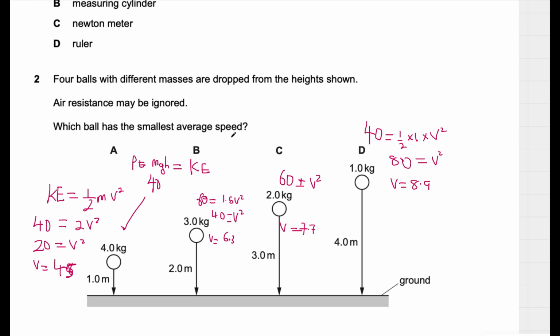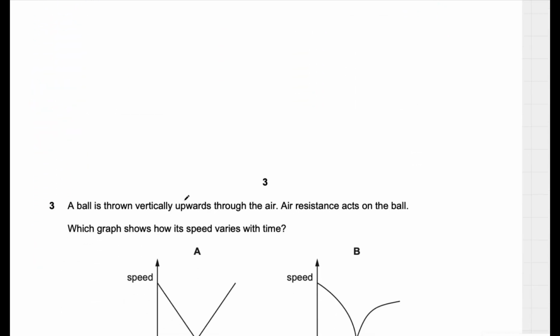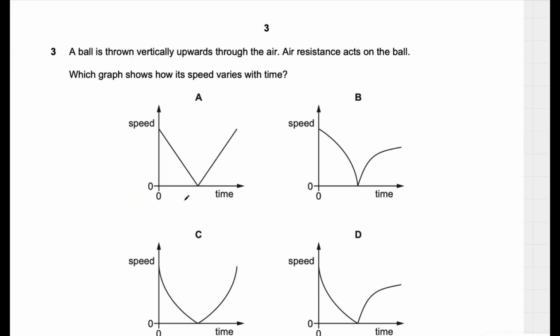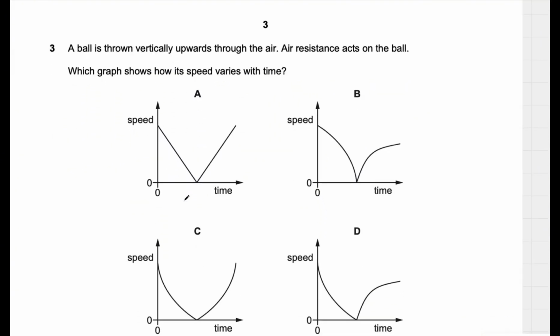So the question says, which ball has the lowest average speed? So obviously it is this one, because the speed of this one is 4.5. The speed of B is 6.3, the speed of this is 7.7, the speed of this is 8.9. So the answer is A. Is that okay? I think this is a better method than the method we looked into previously.